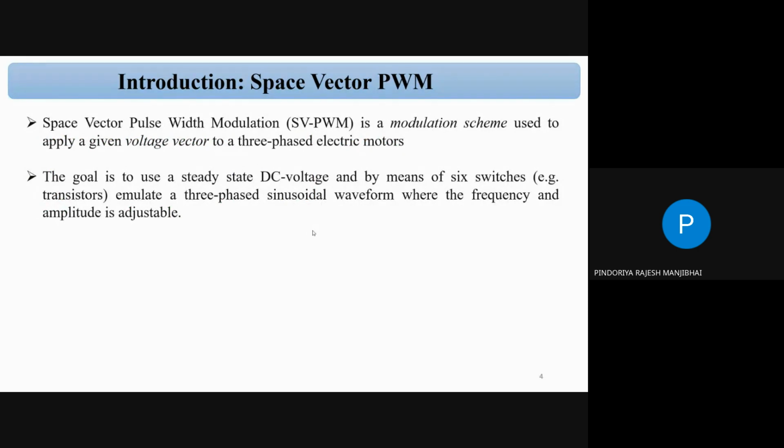In the last class, some students asked me regarding the space vector PWM, because most of the students did not cover it. Maybe some students covered it but forgot. Space vector PWM is nothing but one kind of modulation technique. Space vector pulse width modulation is a modulation scheme used to apply a given voltage vector to three-phase electric motors. So we have to operate our inverter, correct?